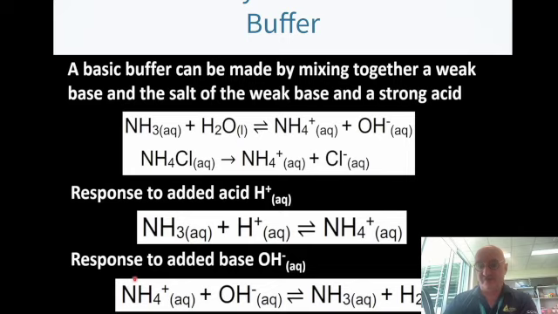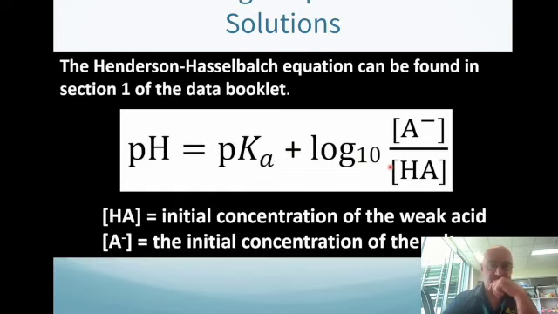So if I add H+, I'll make more NH4+, ammonium. And if I add OH-, I'll make more NH3. Weak base does not change the pH any great deal. And water, neutral, as always. Here's the good old Henderson-Hasselbalch: pH is pKa plus log salt over acid, or minus log acid over salt.